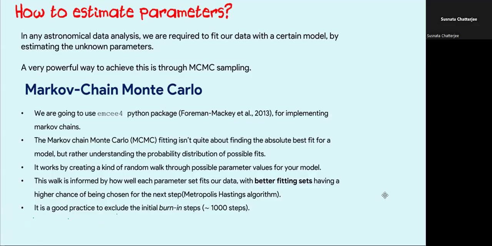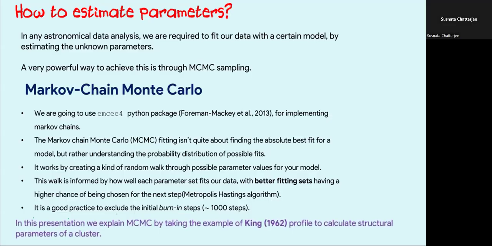This map, which the MCMC sampler produces, is called the posterior distribution. It tells us not just the single best fit, but also how likely other possible fits are. In this presentation, we explain MCMC by taking an example of King 1962 profile to calculate the structural parameters of a cluster.